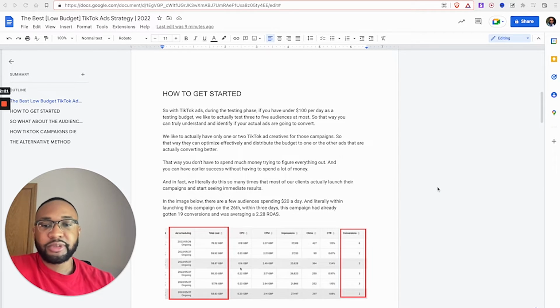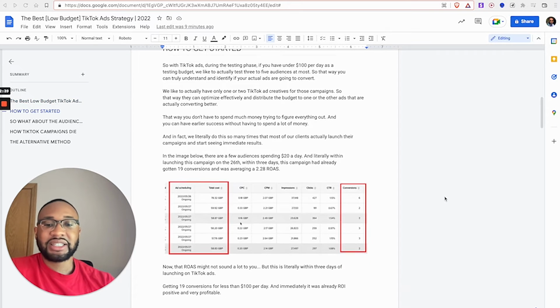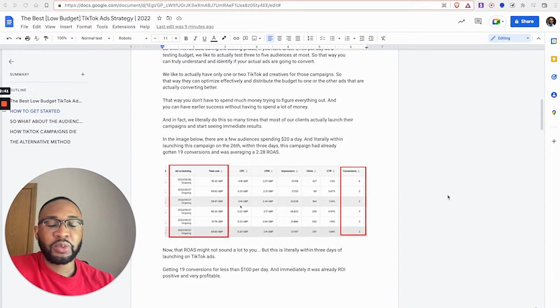So in the image below, there are food audiences spending $20 a day, right? And within launching these campaigns on, let's say the 26th, within 3 days, this campaign already had gotten 19 conversions and it was already averaging a 2.28 ROAS. Now, that ROAS might sound like a lot to you, but this is literally within 3 days of launching on TikTok ads, right? And getting 19 conversions for less than $100 per day. And immediately it was ROI positive and a very profitable investment.